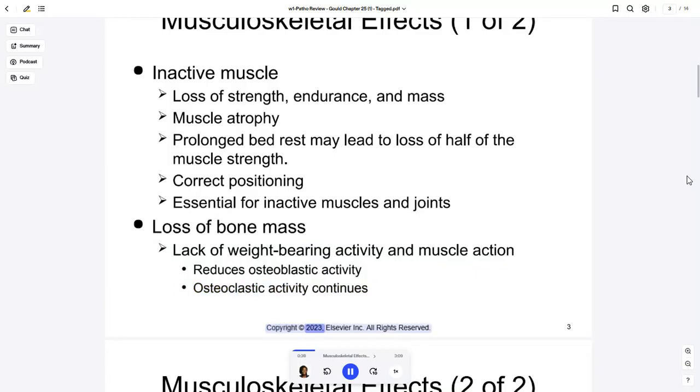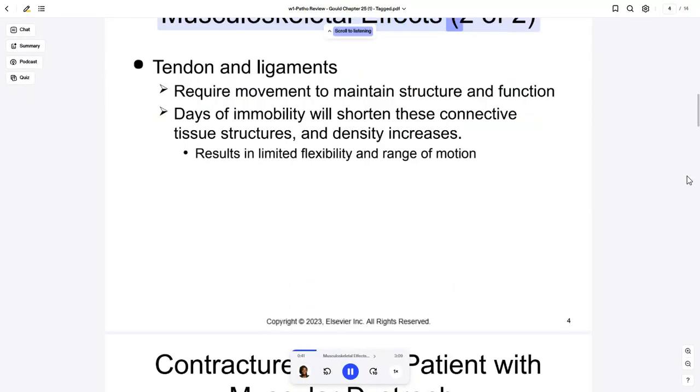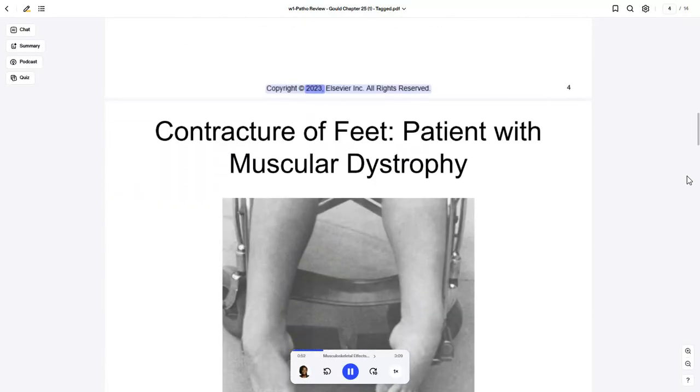Copyright 2023, Elsevier Inc. All rights reserved. 3. Musculoskeletal effects, 2 of 2. Tendons and ligaments require movement to maintain structure and function. Days of immobility will shorten these connective tissue structures, and density increases, which results in limited flexibility and range of motion. Copyright 2023, Elsevier Inc.